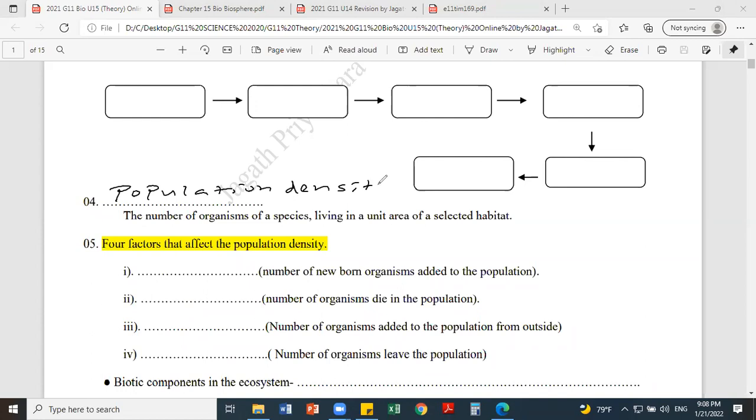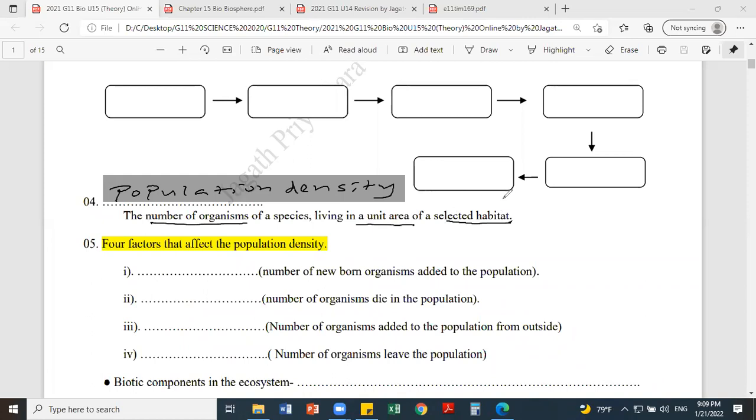Population density. What is population density? If you take a unit area, say per kilometer, this many humans in Colombo city, and this many in maybe Kurunegala or Batticaloa. It is the number of organisms of the same species; you can't take different species. Humans are only humans. It is the number of humans living in a unit area, per square meter, in a selected habitat, that is called population density.